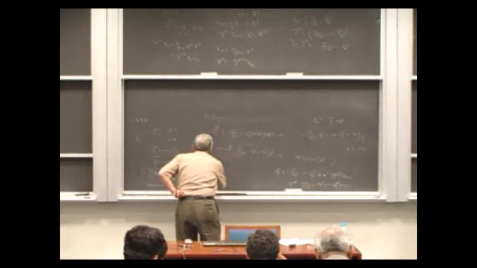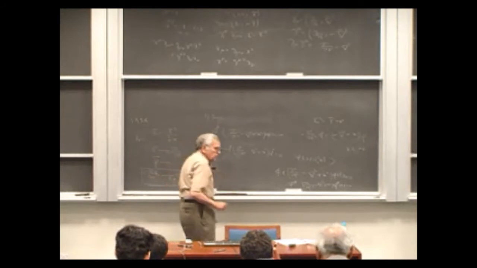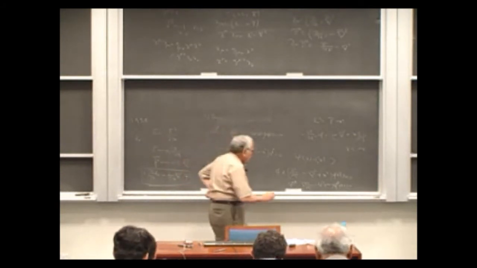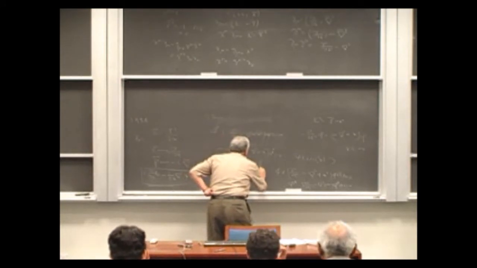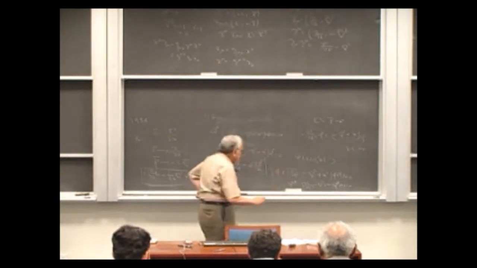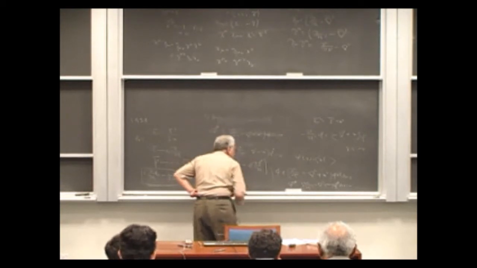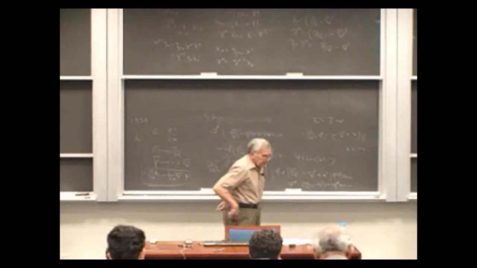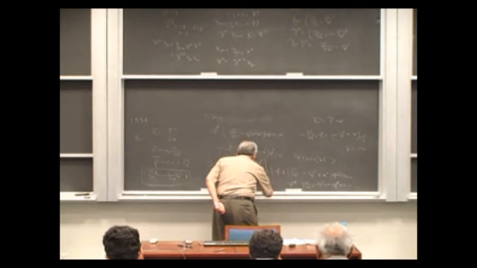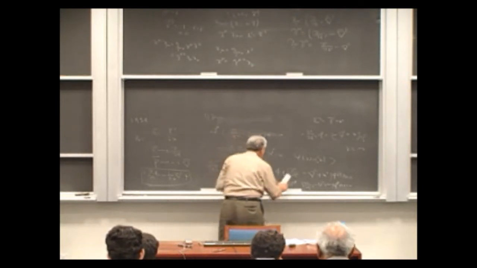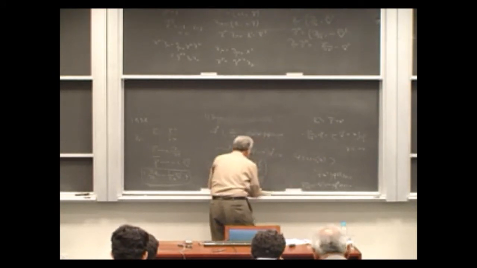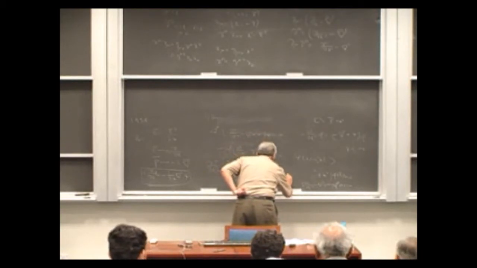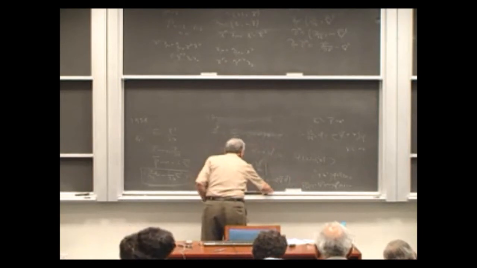Now I can write it as ∂/∂t of (φ* ∂φ/∂t minus φ ∂φ*/∂t), and then I get here ∇ dot of 1 over i times (φ* ∇φ minus φ ∇φ*). So I get the equation of continuity here.